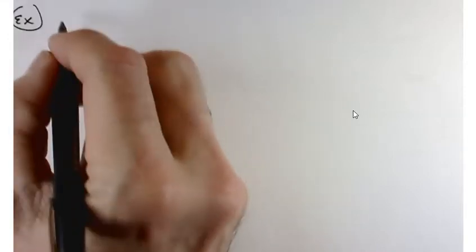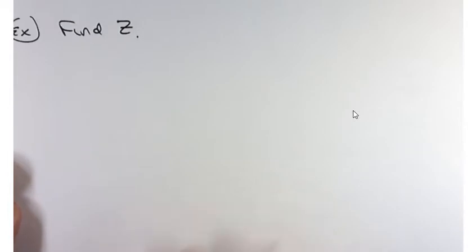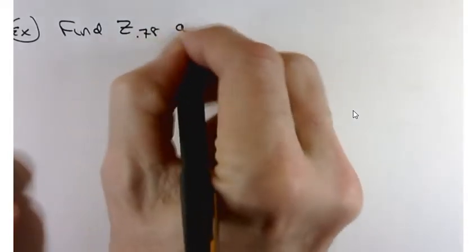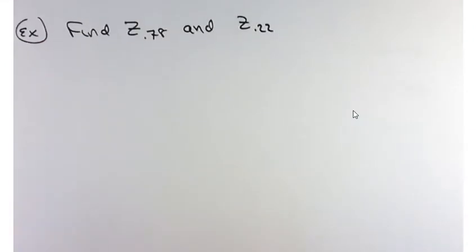But let's do one last one like that one, and it'd be Z sub 0.78. So find Z sub 0.78 and Z sub 0.22. Now, if you're smart, you're only going to do half the work that you did with the last one.